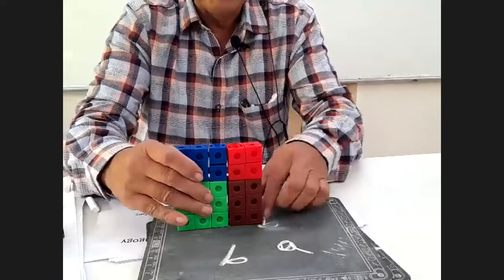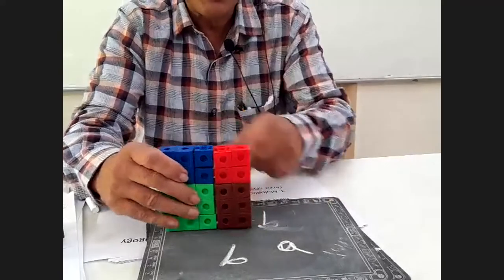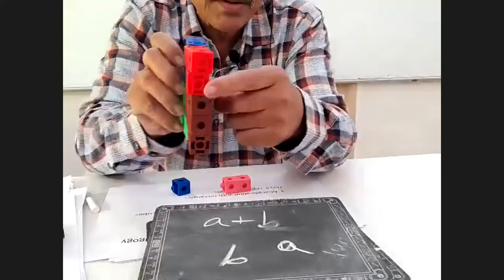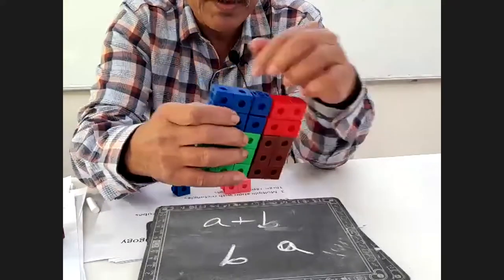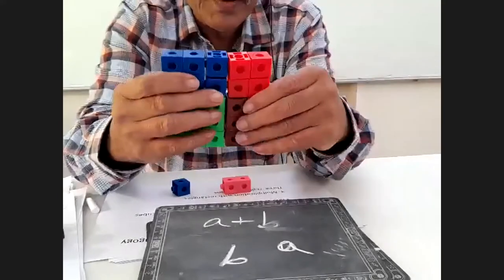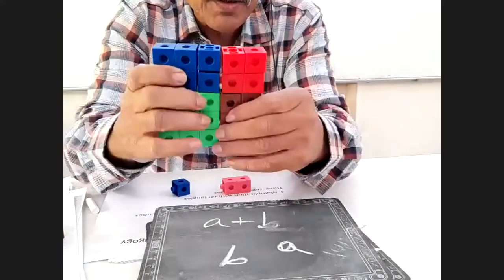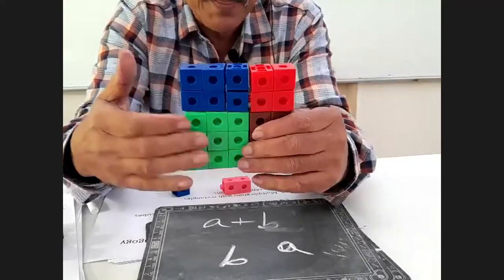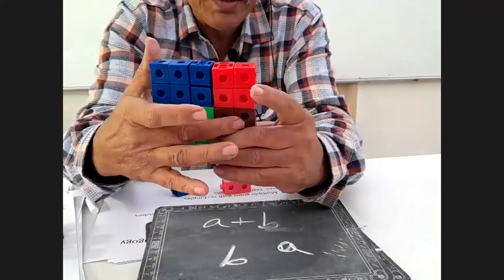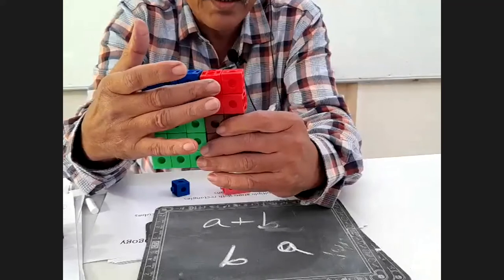So it is this times this. But what is this? A plus B. A plus B times A plus B. So this is A plus B the whole squared, which, as we see, is A squared plus 2AB plus B squared.